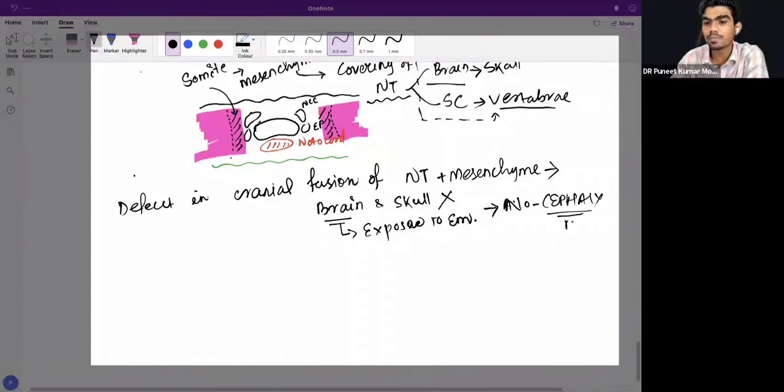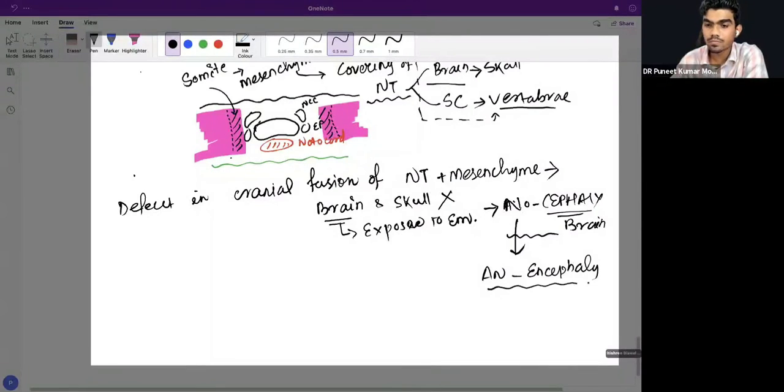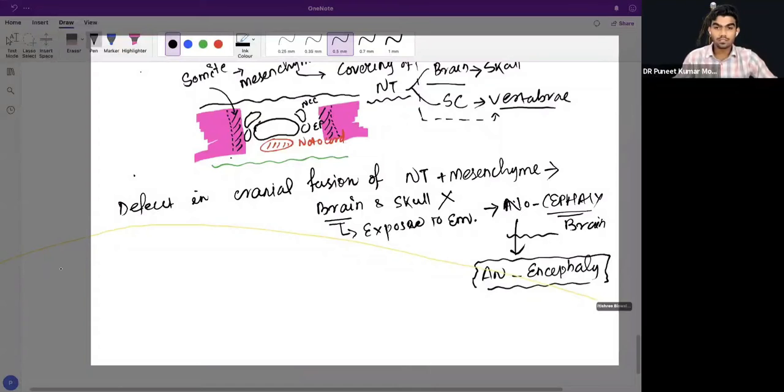Cephaly means brain. Anencephaly, or no brain. Absence of brain is called anencephaly. Okay. This condition is called anencephaly.